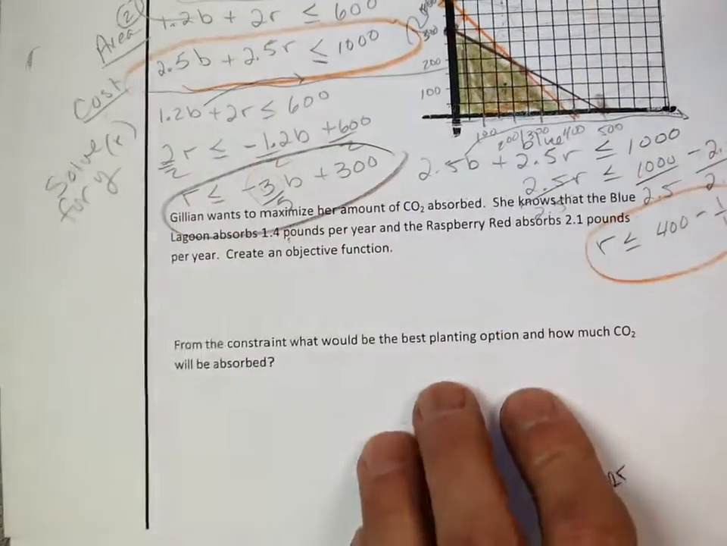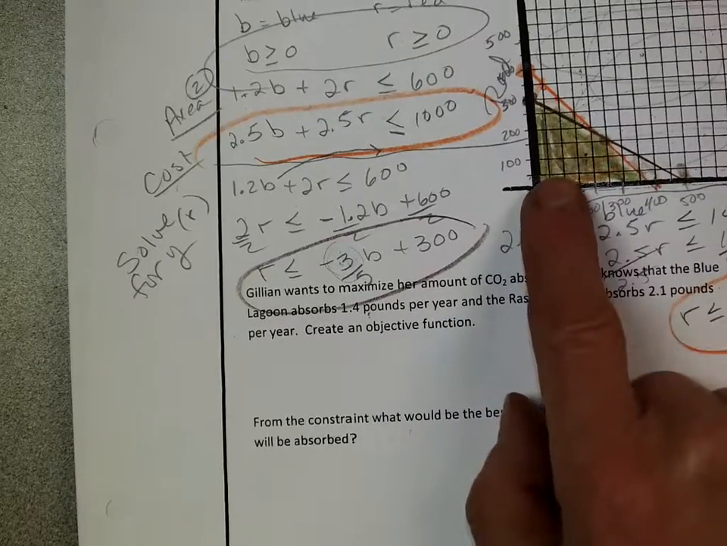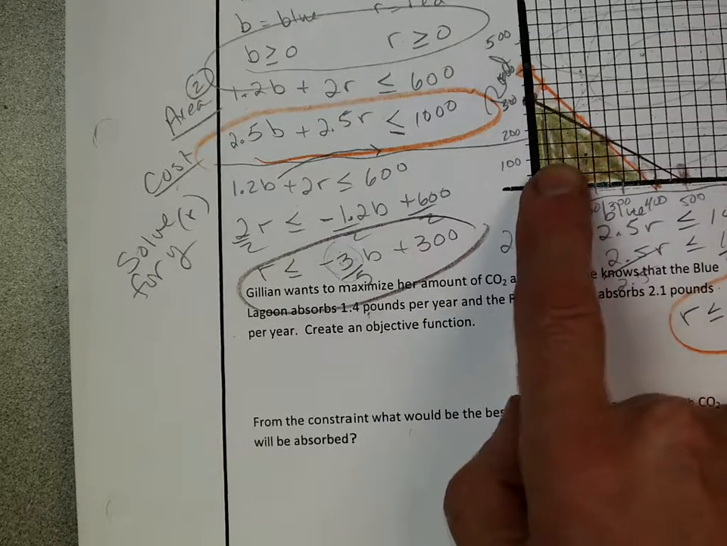All right, so what we found, what is this? What's our feasible region? What is all of this? What is that? It's two things. Good job, Gage. This is where you can stay within budget and where you'll be able to cover your roof.